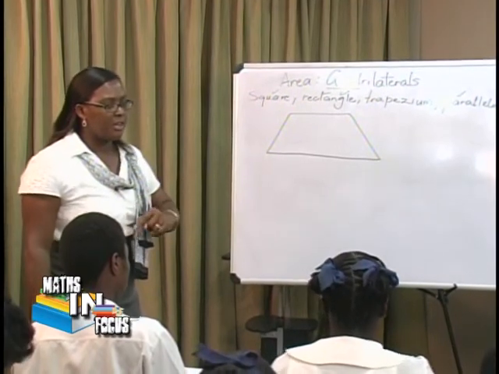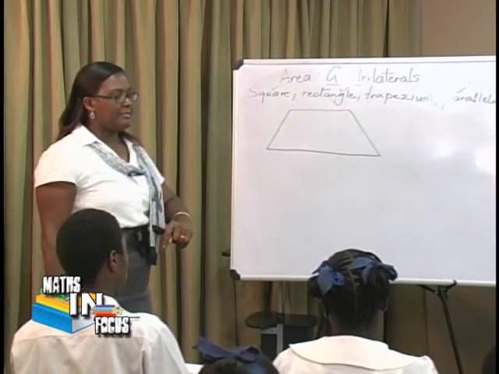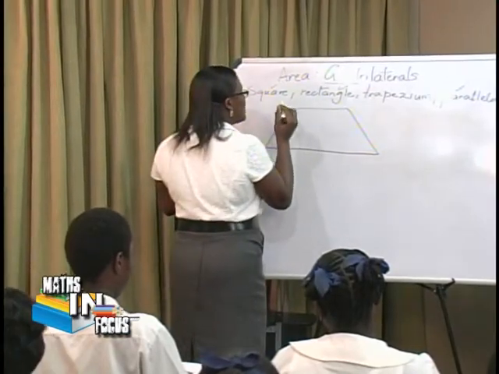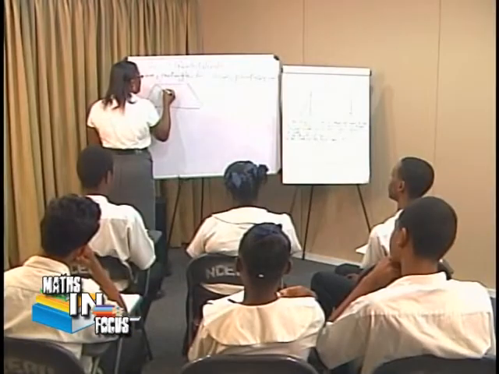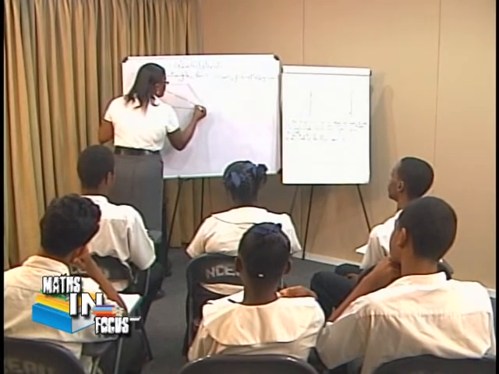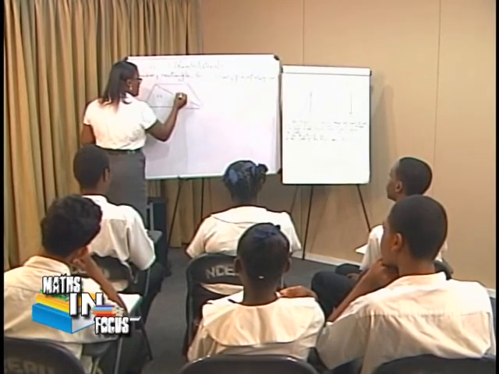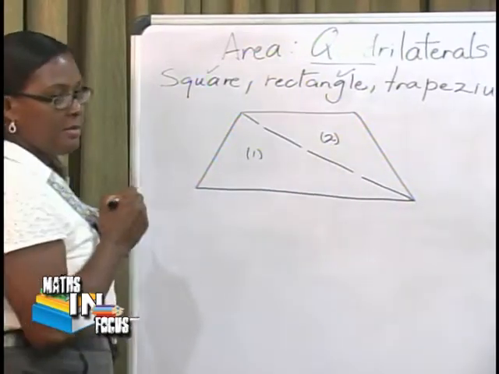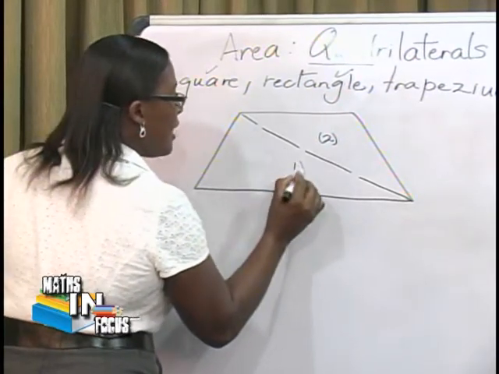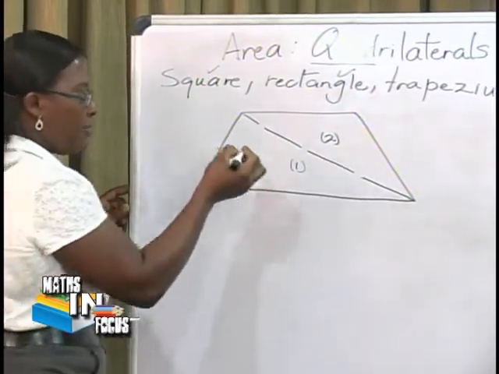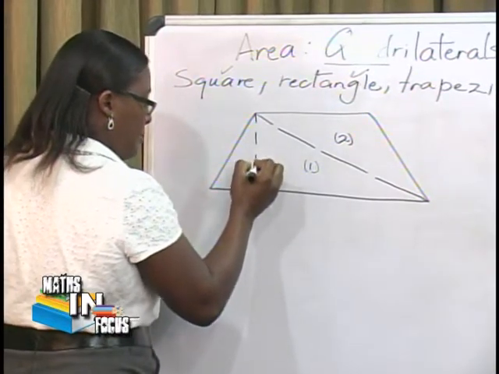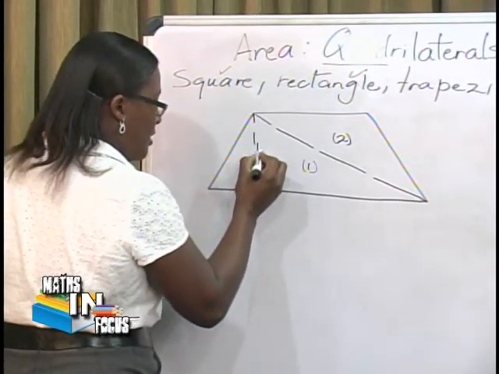Now let us go back a little. What's the first shape we found the area of? Square. Triangle. Good. Now we're going to use our knowledge of triangles. So what we're going to do is take this trapezium and make triangles out of it. So we have triangle number 1, triangle number 2. And we know that the height of this trapezium is here. We're going to call it H.